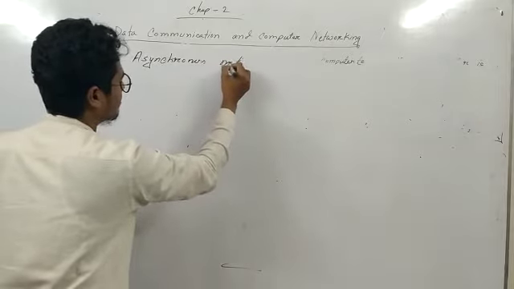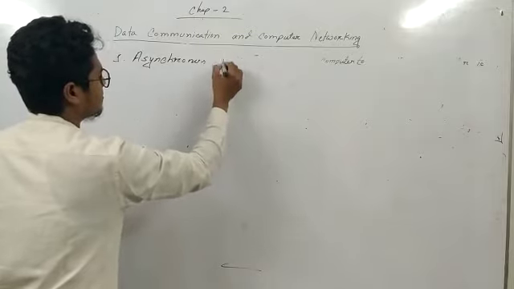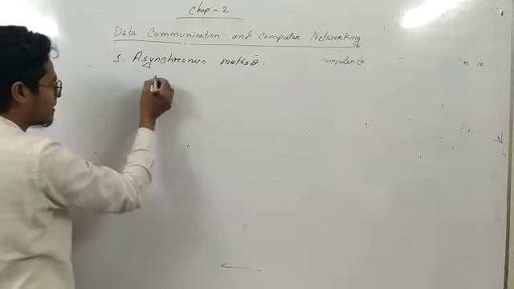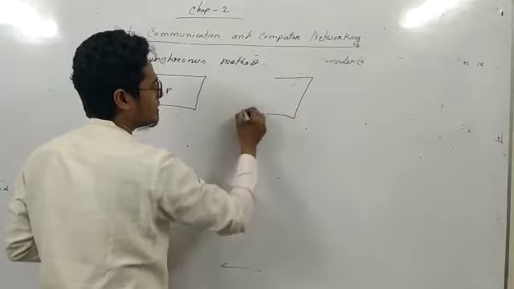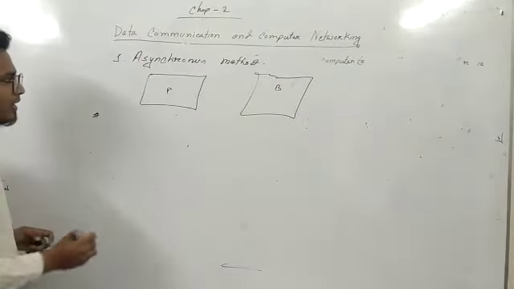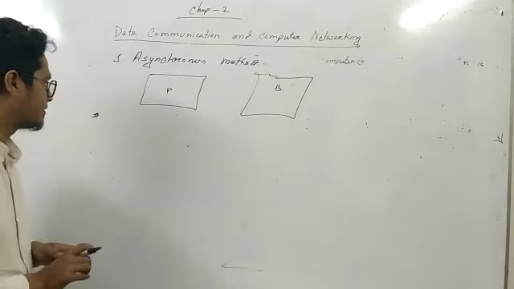Synchronous method. Okay. Say this is a device A and this is another device that is B. First point, how data is transferred from one device to another device.